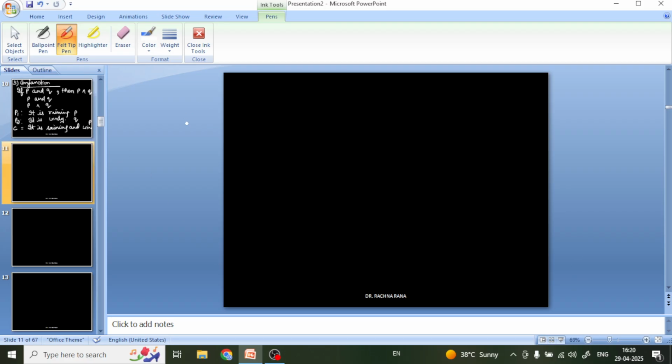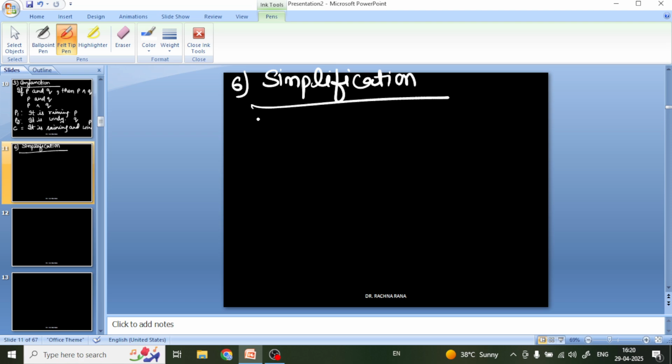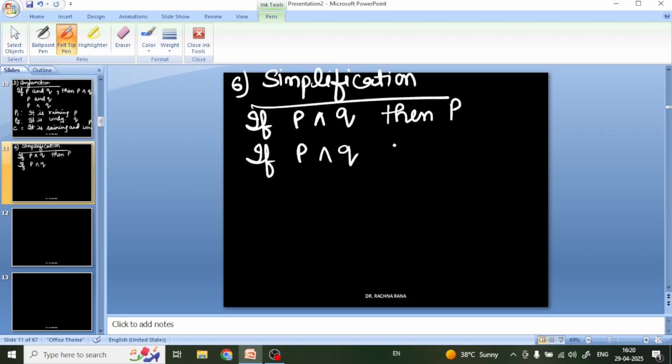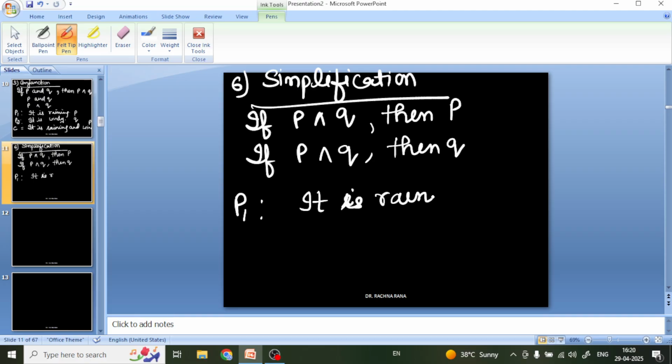And the next point is simplification. If P and Q, then P. If P and Q, then Q. Example, premise 1: it is raining and windy. Conclusion: it is raining.